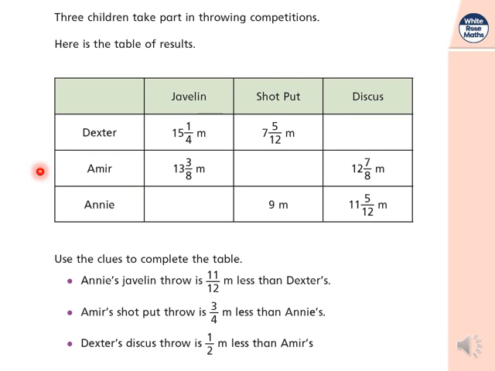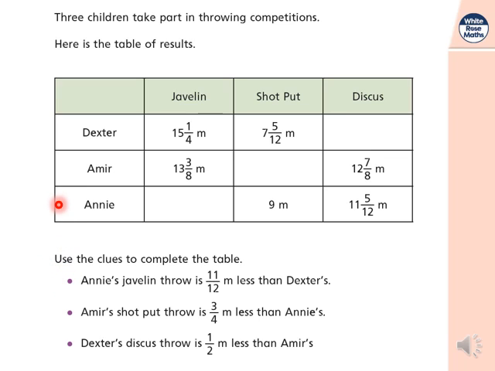This next problem, there are different parts to do. It says 3 children took part in throwing competitions. Here is a table of results. You can see they did the javelin, the shot put and the discus. And Dexter, Amir and Annie each took part, but we've got some missing information. Use the clues to complete the table.